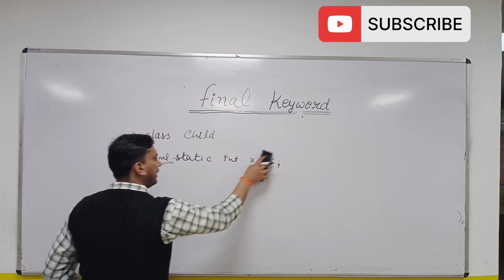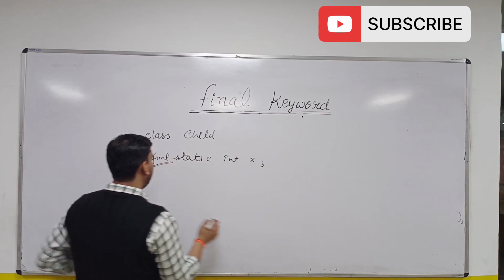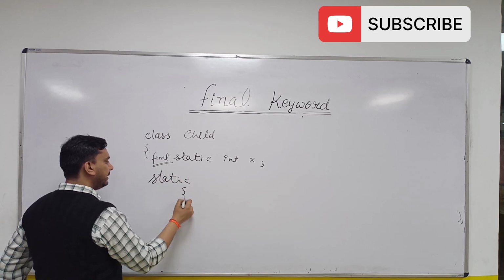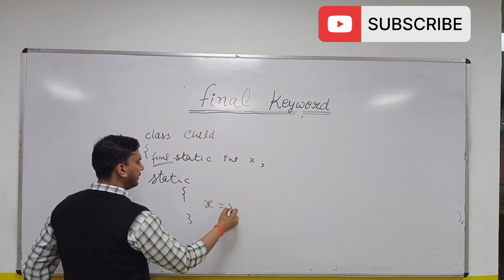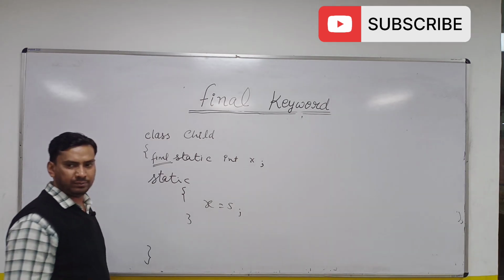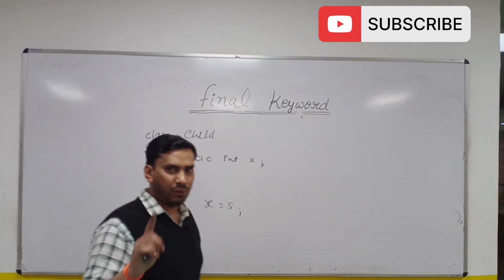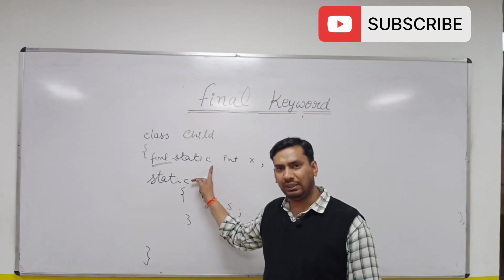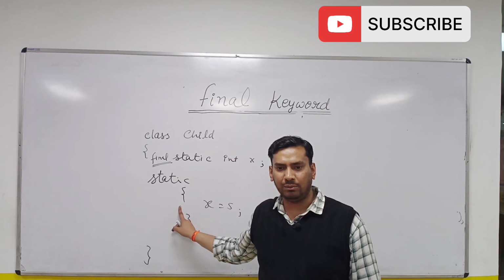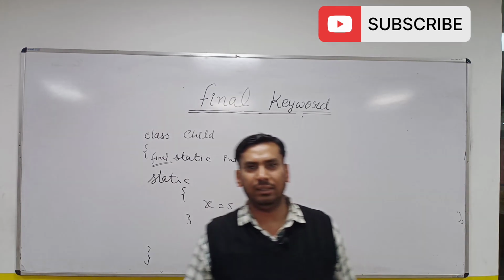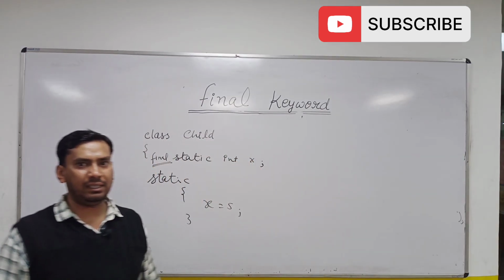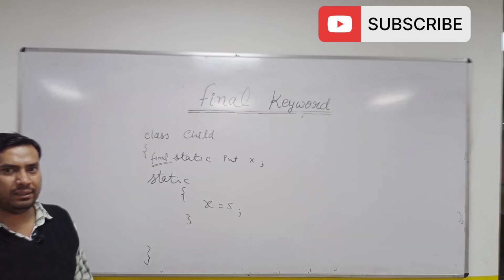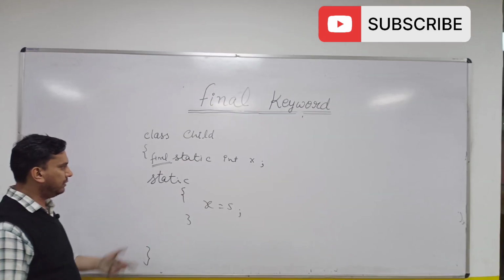So where can you initialize it? The answer is the static block. You can use a static block to initialize this x to some value. There are only two places. If it is a static final member, either you can initialize during the declaration or in the static block. No third place in the program to initialize the final static data members, right? So this is important.